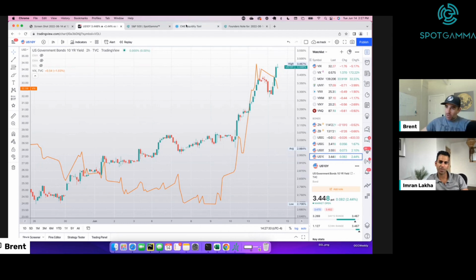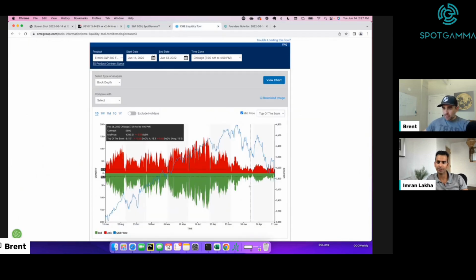So I wanted to bring up one more instrument here to look at, and this is the CME liquidity tool. What we're looking at here is the E-mini depth of book. And we've shown this before. I think actually you and I have conversed about this before.